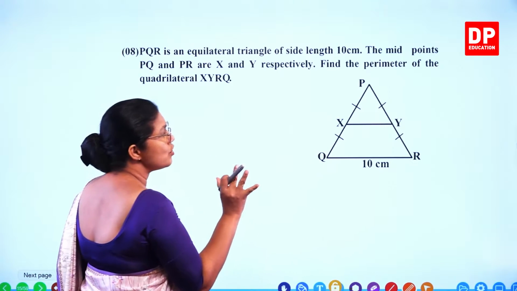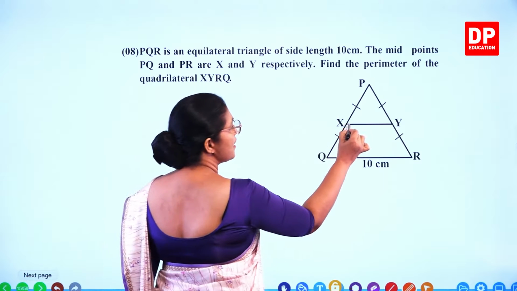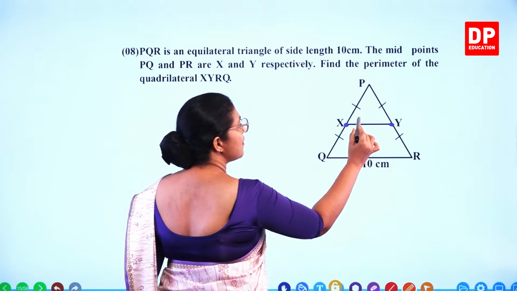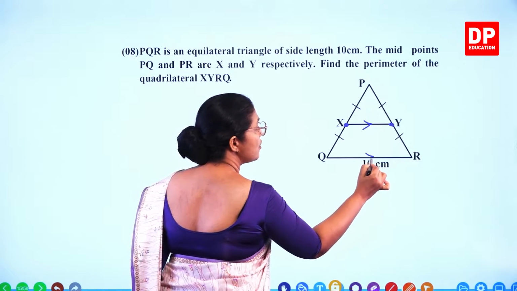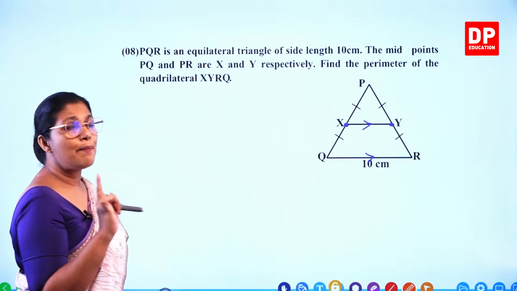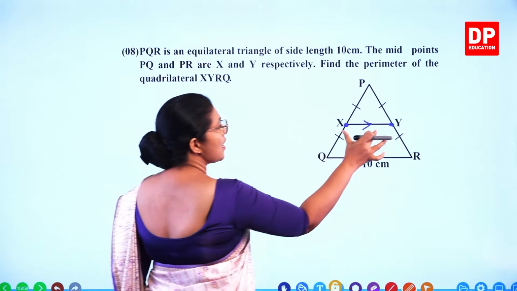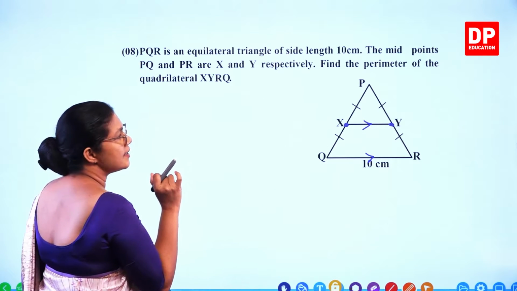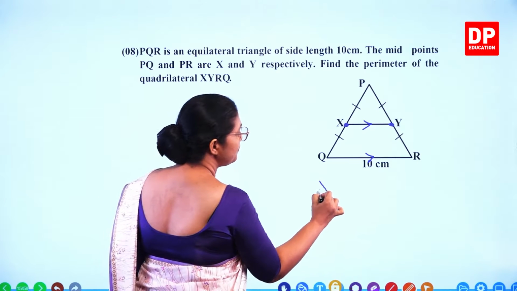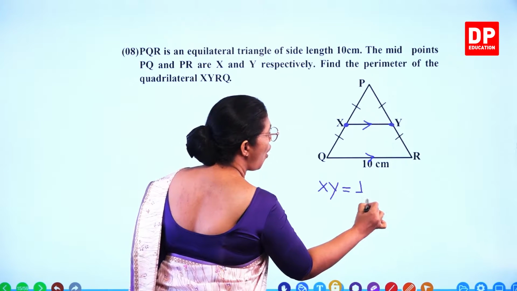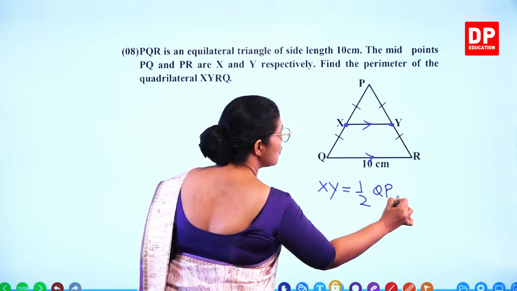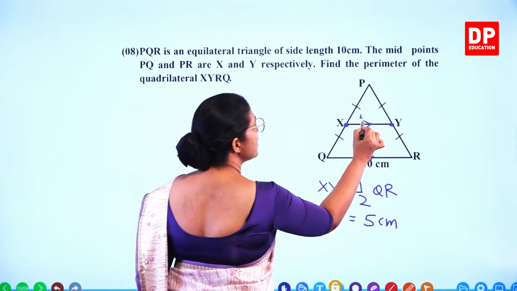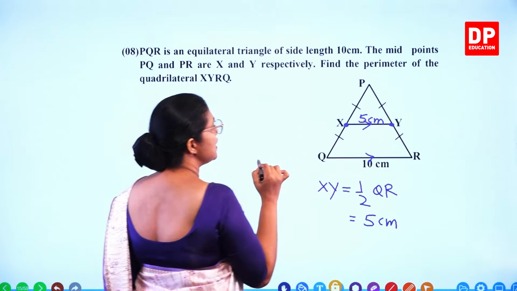Now according to the midpoint theorem, this is a midpoint, this is a midpoint. So this length, XY, is parallel to this one. And what is the other important thing you need to know? This is half of the other side. So XY becomes half of QR. So 10 divided by 2, that means 5 centimeters. So you can straight away write this is 5 centimeters.